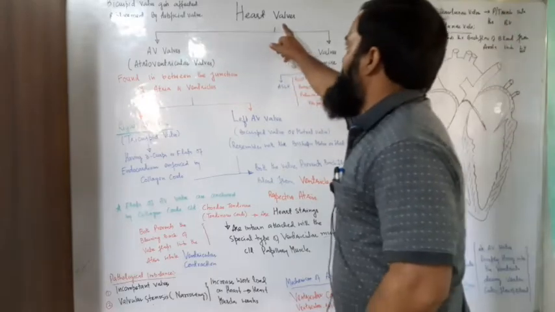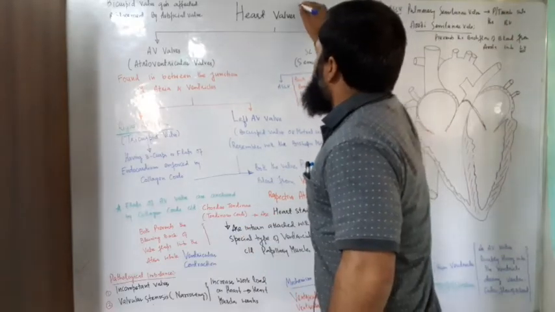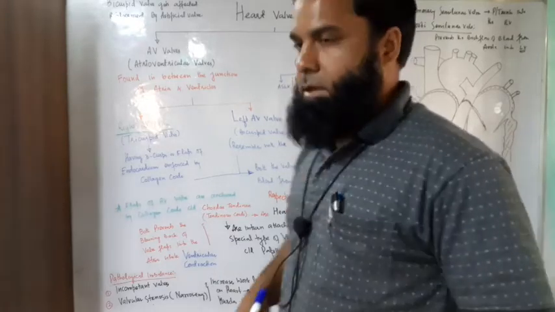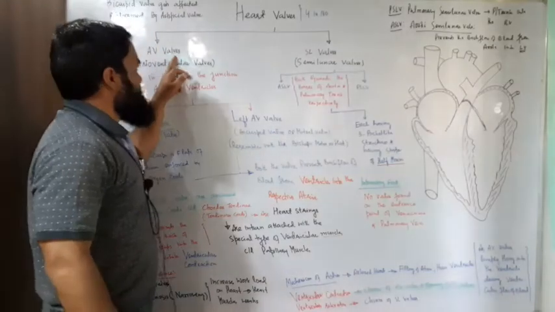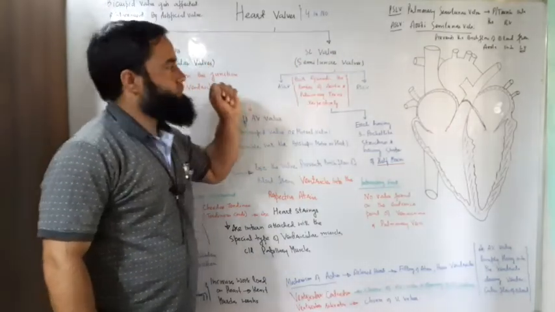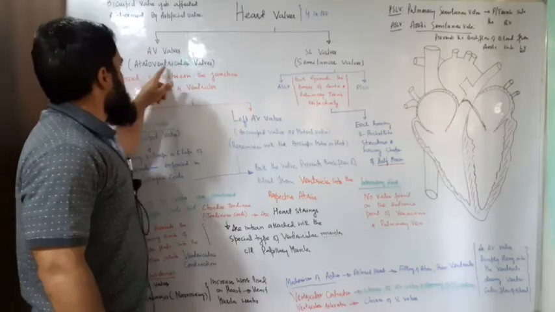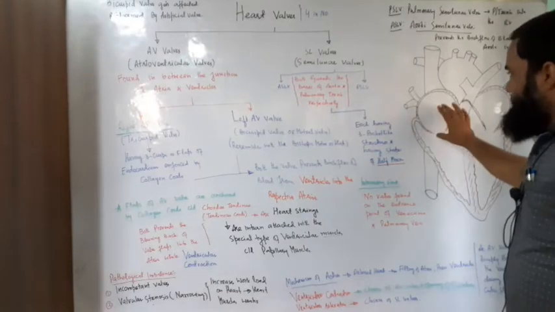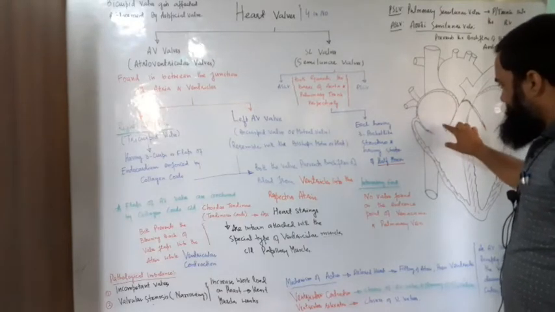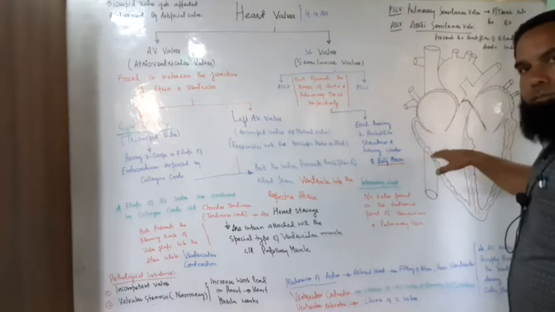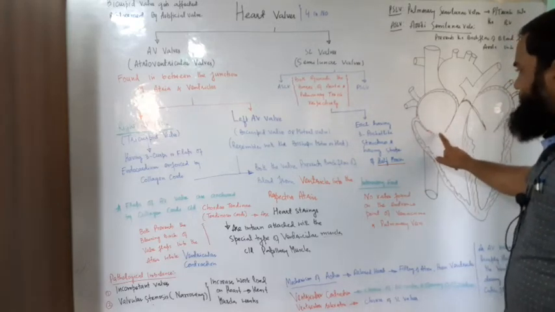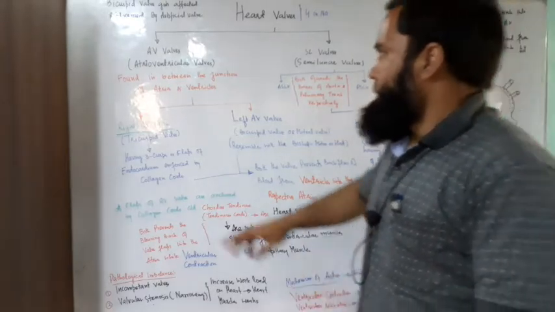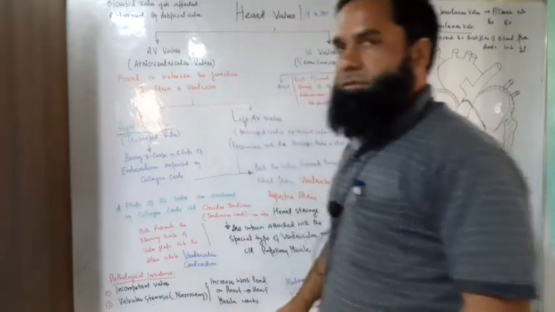So, heart valves. Heart valves are four in number, namely AV valves and SL valves. AV valves are called the atrioventricular valves, which means these are the valves which guard the atria and ventricles on both sides of the heart. That means they are found on the right side of the heart as well as on the left side, in between the junction of atria and ventricles.